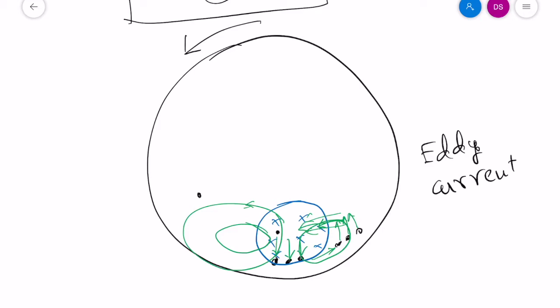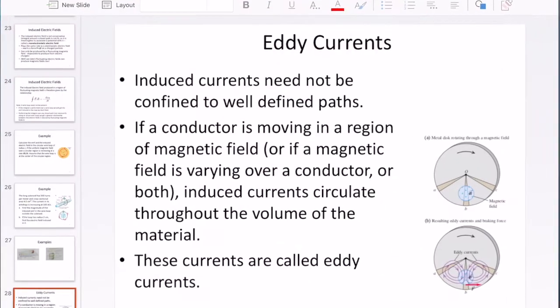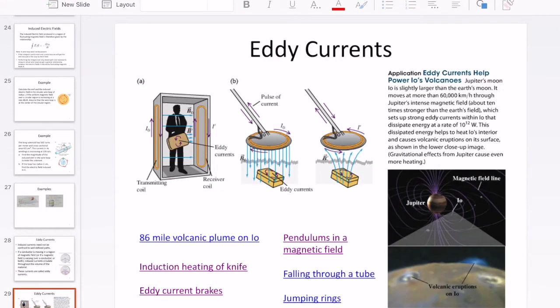Okay, eddy currents have many applications. So let me talk about a few of the applications. One striking example is this one. There is a rapidly fluctuating magnetic field in the coil, and the person passes a knife through it, and you can see how much the knife heats up.